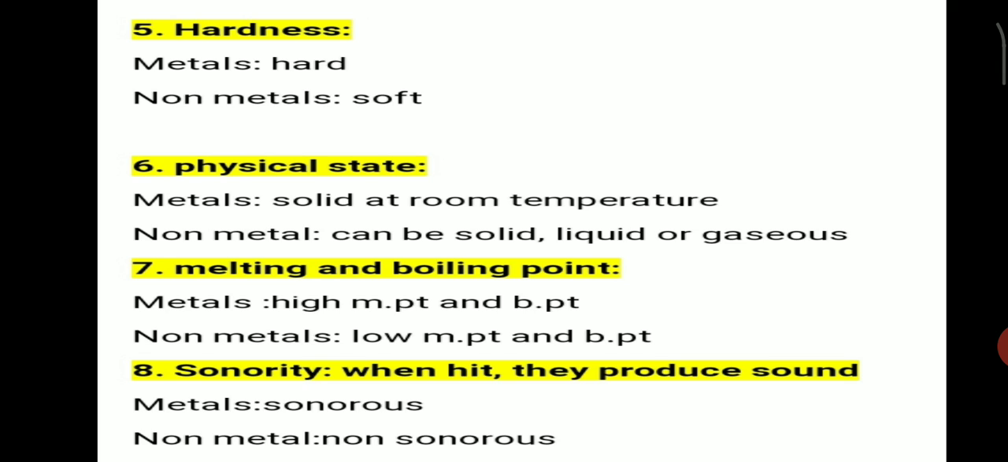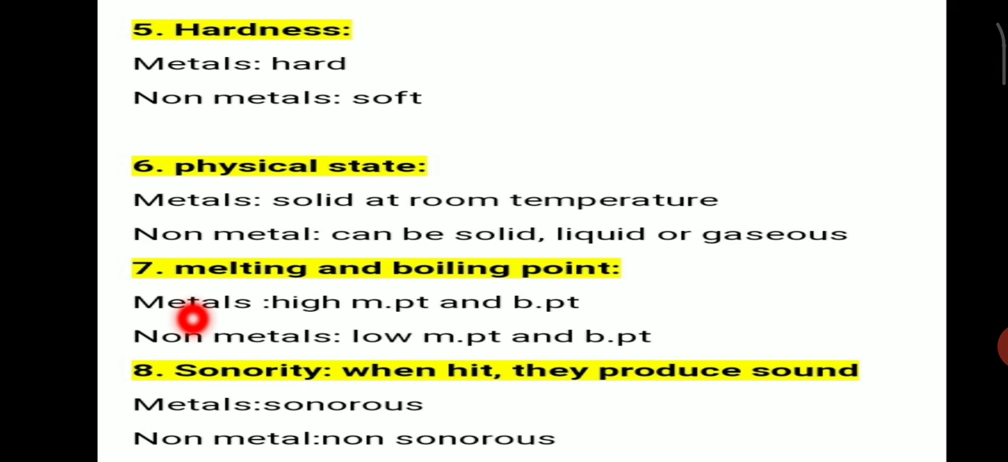Then what about non-metals? Non-metals have comparatively low melting and boiling points. There also we can see an exceptional case, diamond. Diamond, which is a non-metal, has a high melting point and boiling point. Sulfur has a low melting point, about 115 degrees Celsius, which is quite low. The melting point of diamond is more than iron, about 3500 degrees Celsius, which is very high.